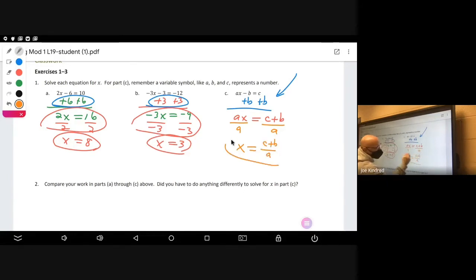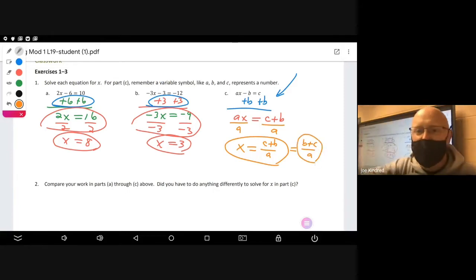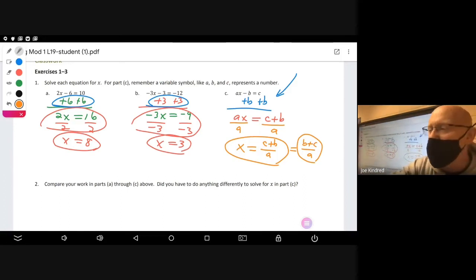You can't do anything with that. You could also write this as B plus C over A. Either answer is correct. It doesn't matter. Because of the commutative property, C plus B is the same as B plus C in the numerator. And that's it. You can't go any further. You're done.